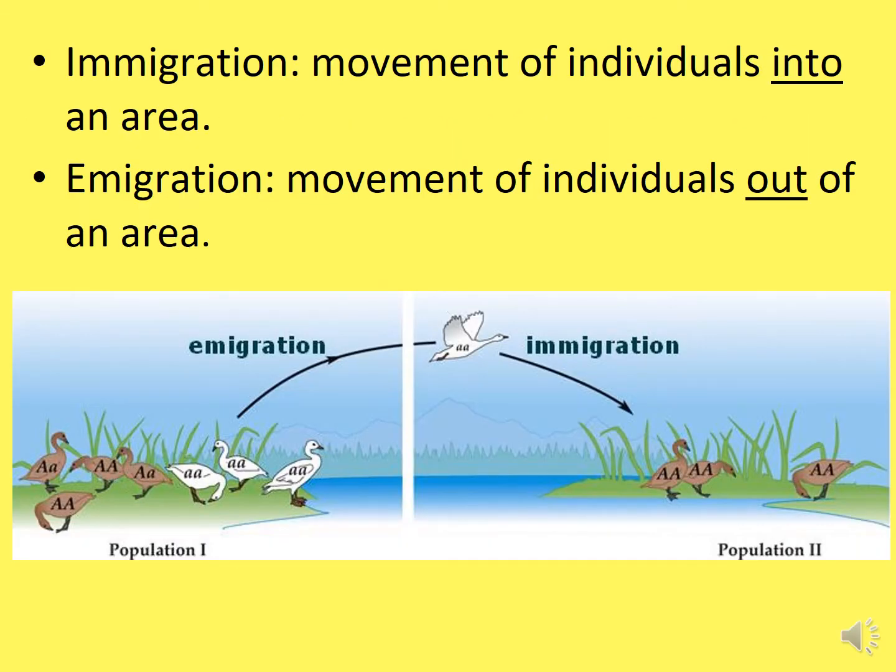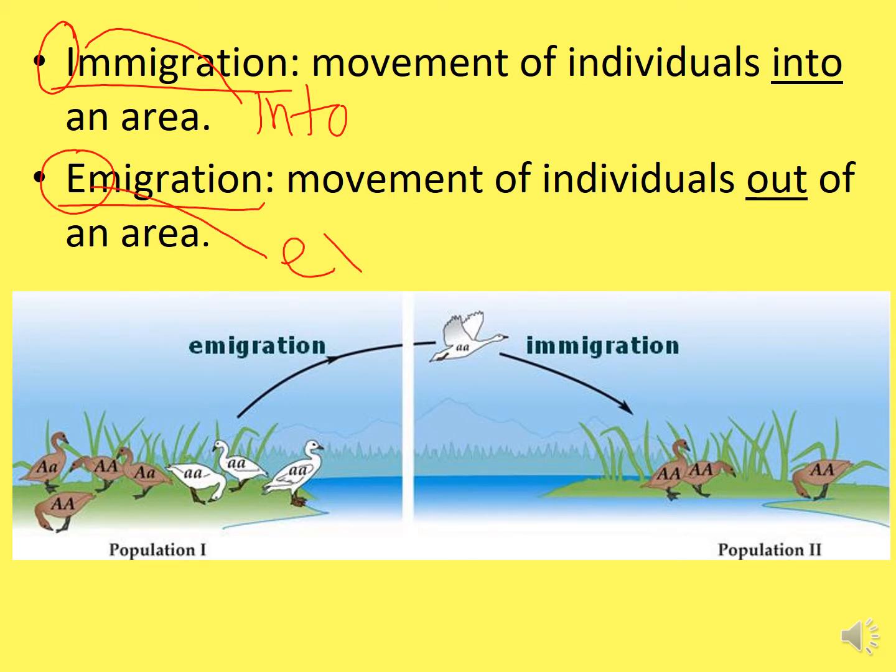So let's talk about the population. Immigration, with an I, says we move in. So I says into. Immigration means a movement of individuals into an area. Emigration, E, for exit, means moving individuals out of an area.